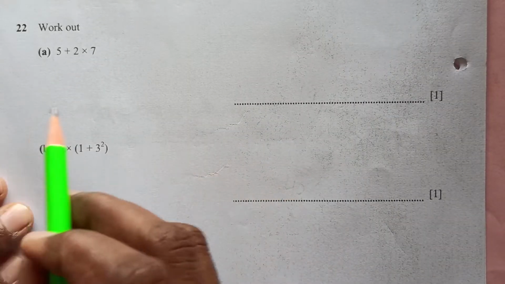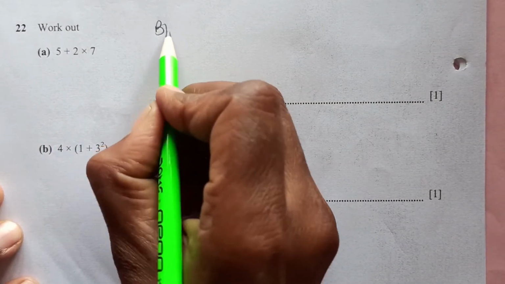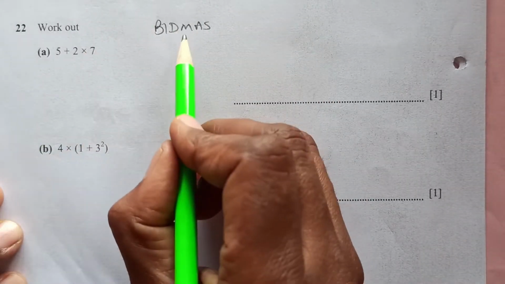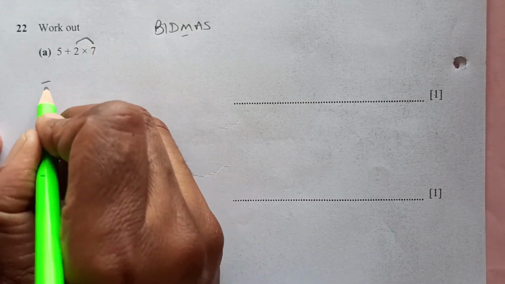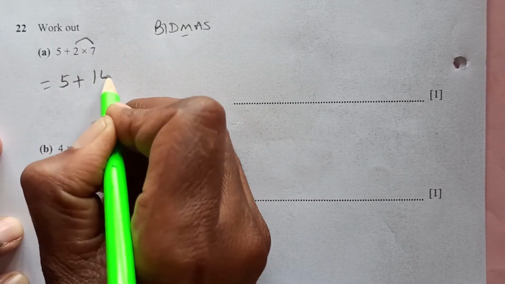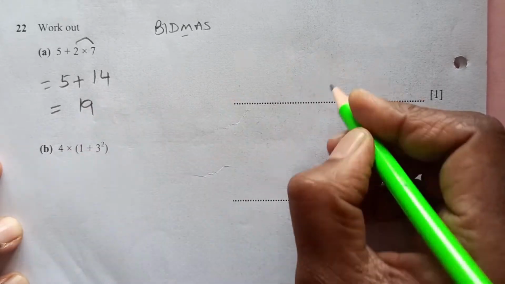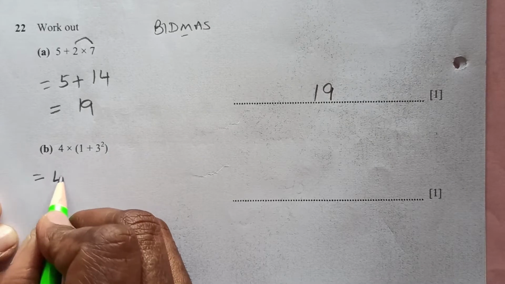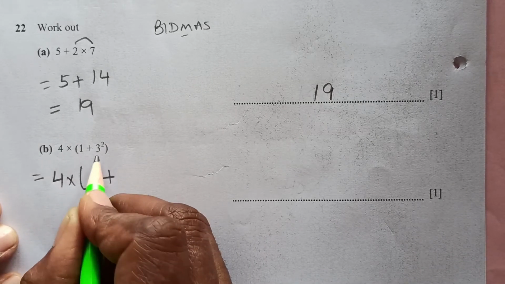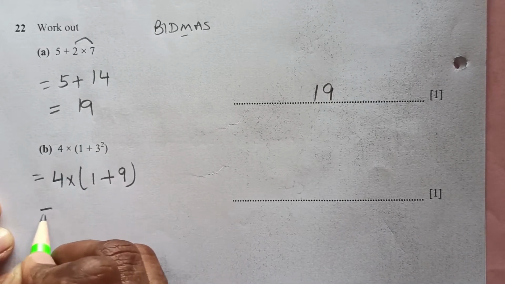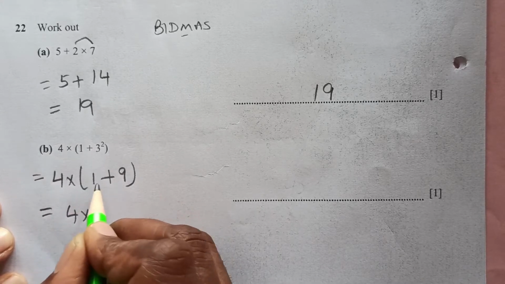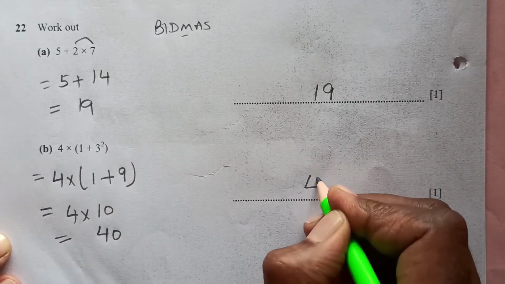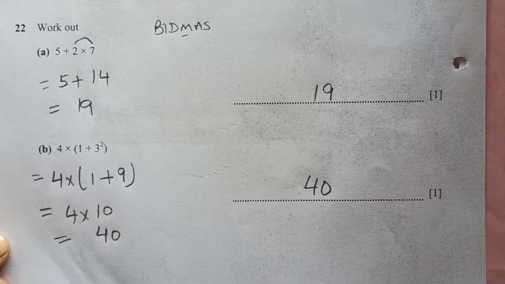Okay, here we have a question. We need to use BIDMAS here. For BIDMAS, we need to have indices. We don't have brackets, we have directly multiplication. Here we will solve this. 5 plus 2 times 7, 2 times 7 is 14. 5 plus 14 is 19. So 19 is the final answer. Here we have to solve indices first. So that means 1 plus 3 squared. 3 squared is 9. Now bracket, 4 times. In the bracket we have 1 plus 9, which is 10. So 4 times 10, it is 40. So final answer is going to be 40.